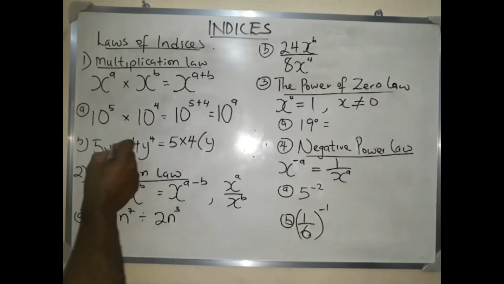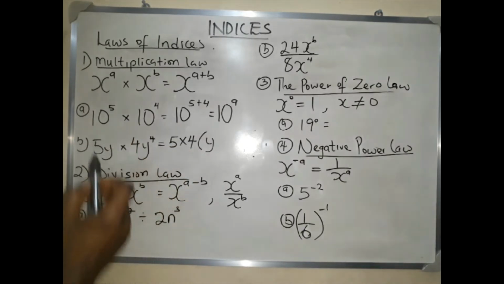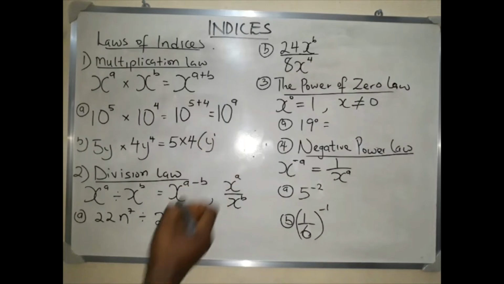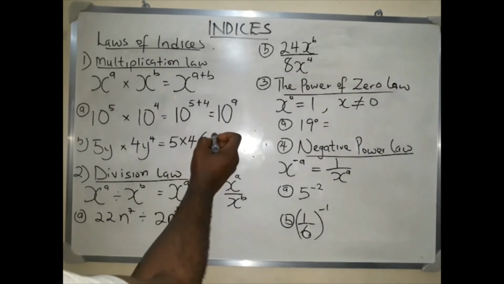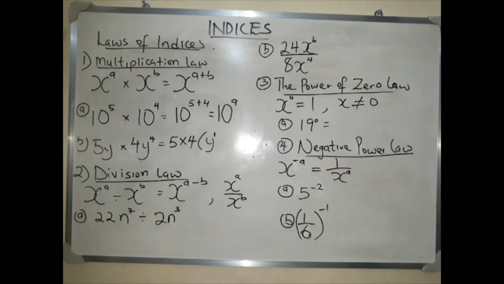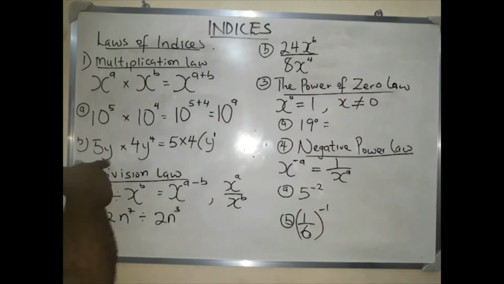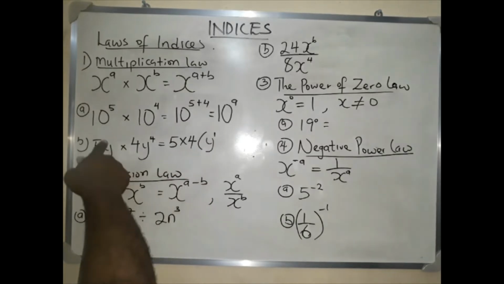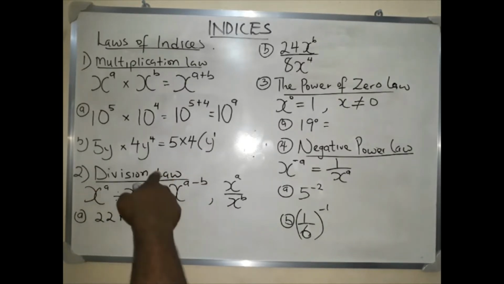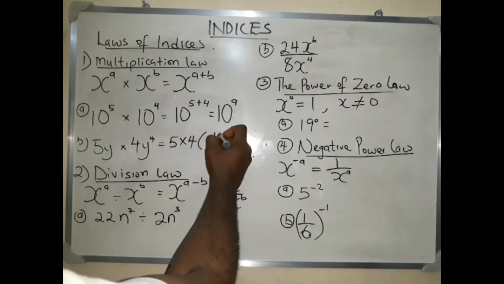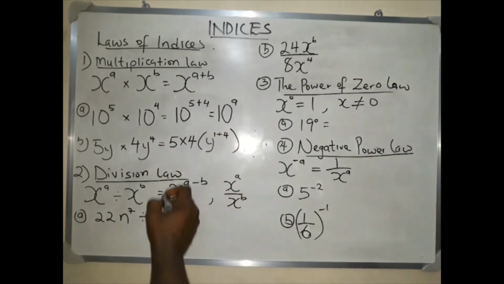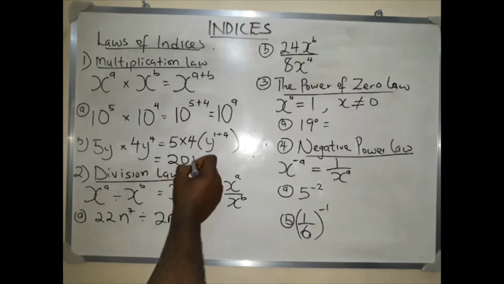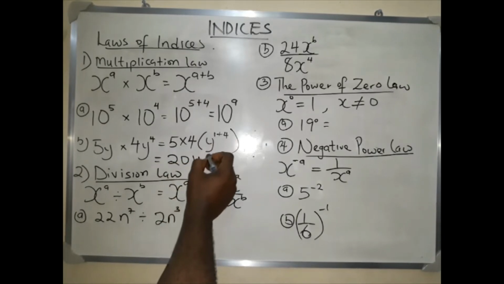Now this y here, the index of that y here is actually 1. You know, when you raise any term to 1, it gives you that term. So it doesn't really affect this value, but let's just note that the index of this y here is 1. So we will know that the index of this one will be 4. So we'll now add 4 here. So here, 5 times 4 will give you 20, while y will be raised to 1 plus 4, which is 5.